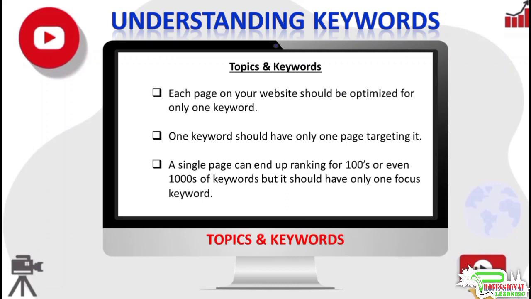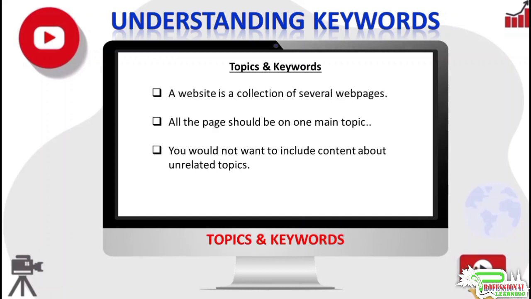A website is a collection of several web pages. All of the pages on the website should be on one main topic as far as possible. You would not want to include content about unrelated topics on a website. For example, coffee makers, auto insurance, laptops, and gaming chairs. These are all unrelated topics and should not be on the same website unless you are talking about a company like Walmart or Amazon. A website should be about one main topic, and it should have several pages very closely related to that topic.